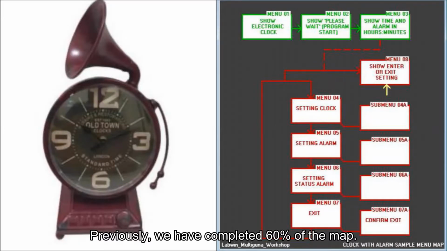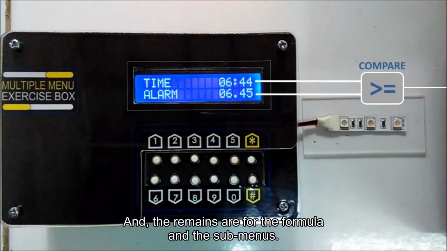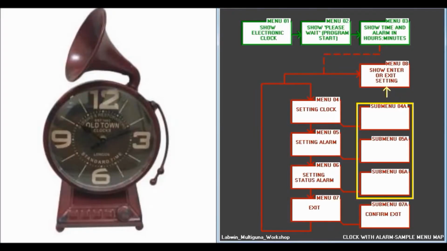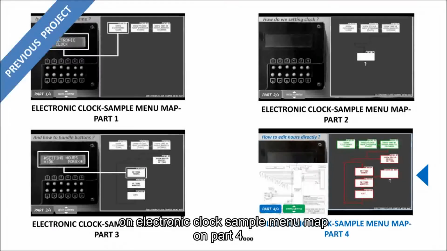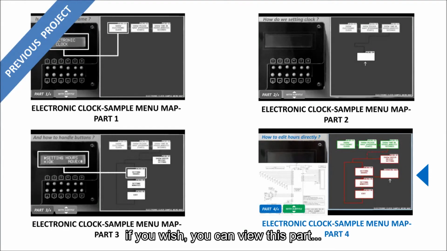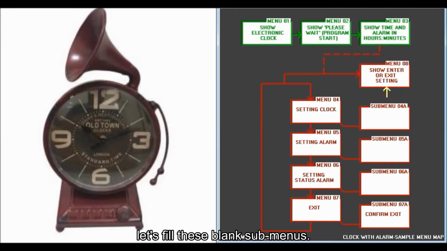Previously, we have completed 60% of the map. And the remains are for the formula and the submenus. If this is your first time, we recommend you see our first project on electronic clock sample menu map, on part 4. If you wish, you can view this part to get more details about submenu. Okay, before we move to the formula, let's complete our menu map first. Let's fill these blank submenus. Let's get started.